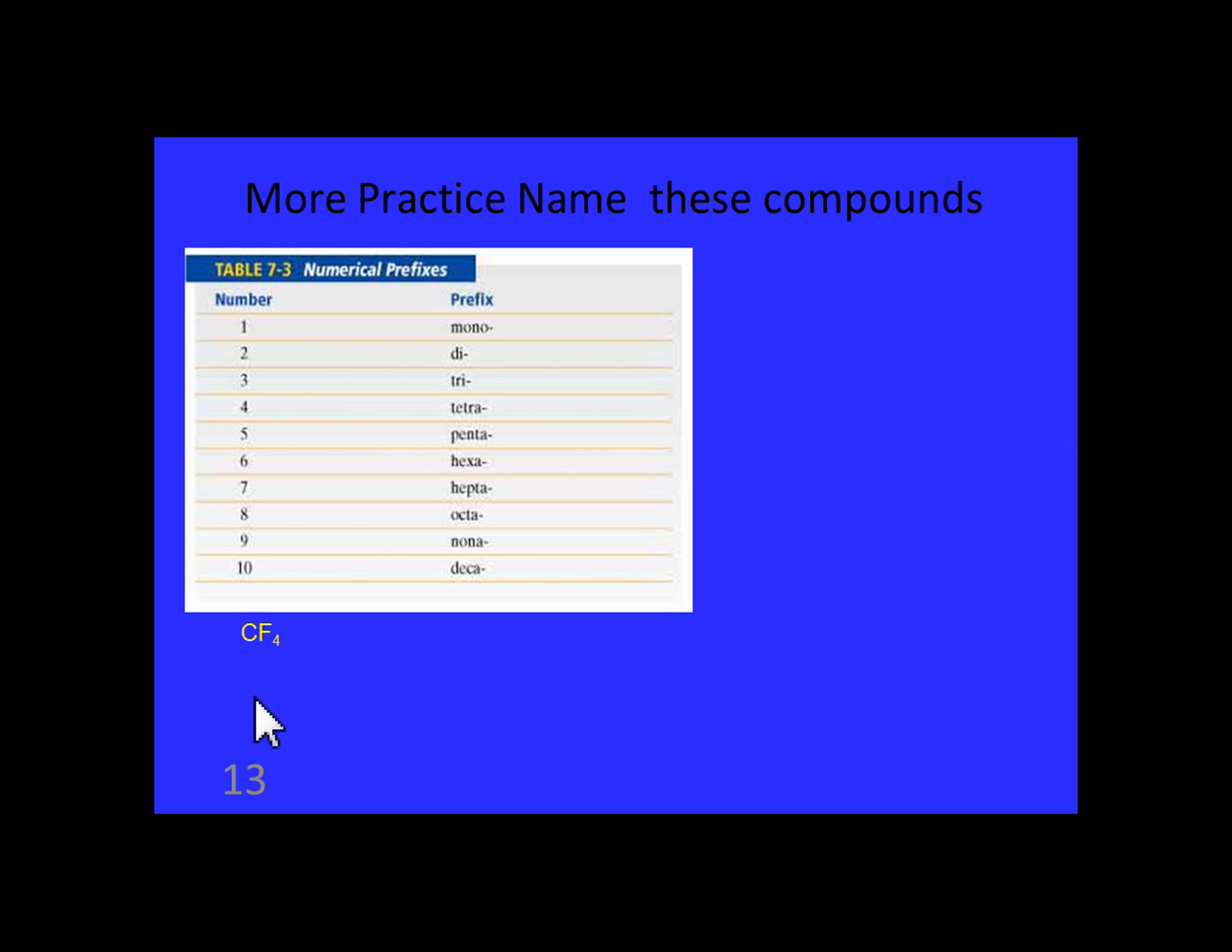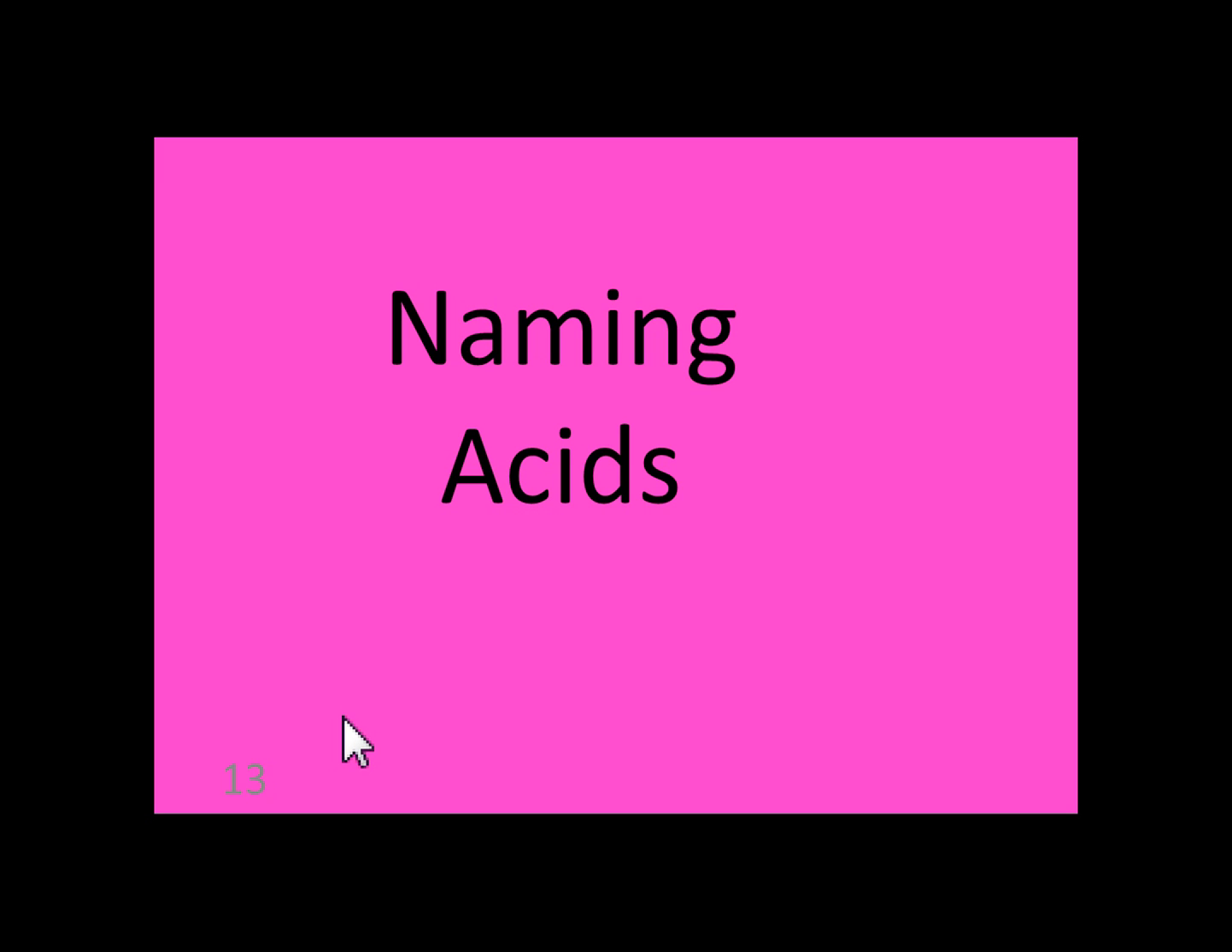Alright, let's go the other way. CF4 is 1 carbon, so it's carbon, and 4 fluorides, so it's tetrafluoride, carbon tetrafluoride. SiO2 is silicon dioxide. N2O3 is dinitrogen trioxide. Now let's talk about acids.